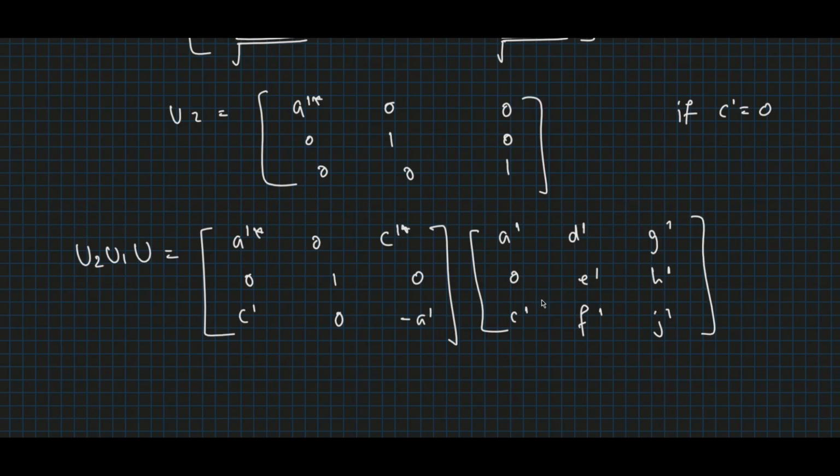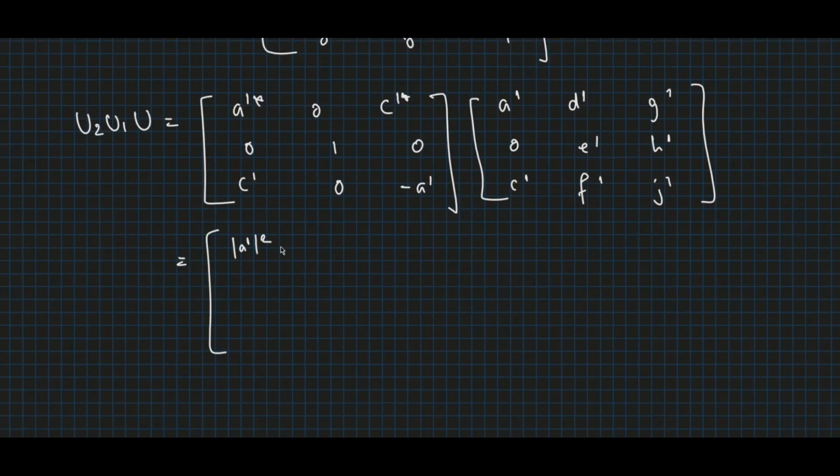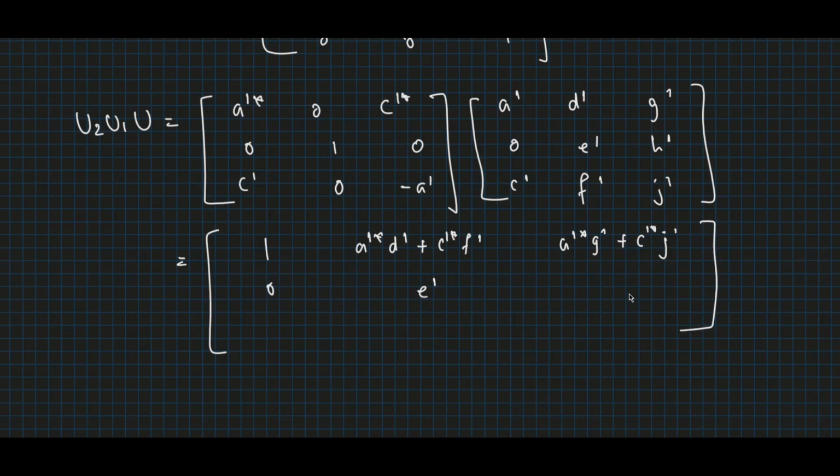Now multiplying both the matrices, we get a' square plus c' square, and this value would be equal to 1. And a'* into d' plus c'* f', a'* g' plus c'* j', 0 into e' h', and c'* a' minus a'* c'. This term will again be 0. So we arrive at this matrix for U2 U1 U.